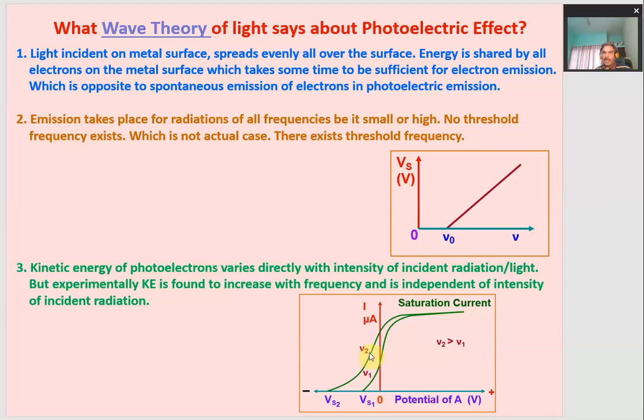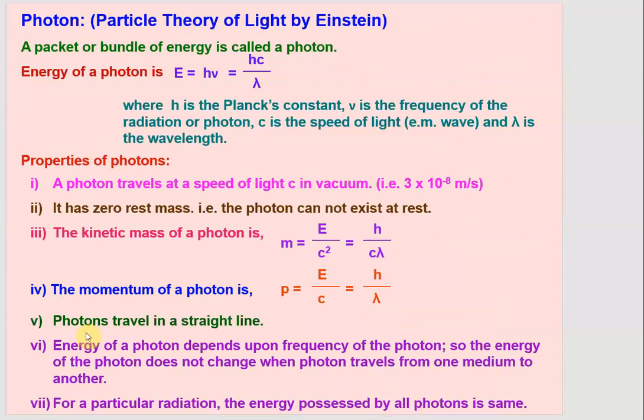That means the kinetic energy depends upon the frequency of the incident radiation and is independent of the intensity of the radiation. So here again wave theory of light fails to explain this experimentally verified outcome, or we can say law of photoelectric emission. Let us try to go for a different view.